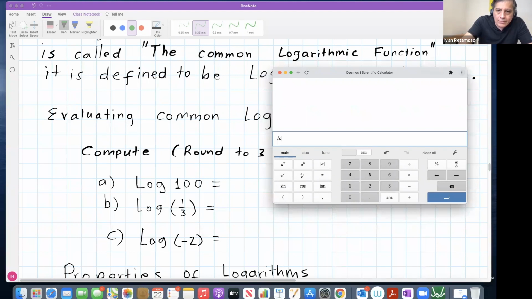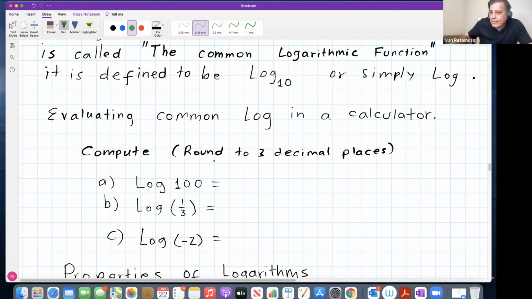And you write log 100. We don't have to write the base, and this is just 2, right? It makes sense because 2 is the exponent that plays on top of the number 10. 10 to the second power is 100, right? It's 100. So in some cases, you will be able to get this doing some mental mathematics, but not always.